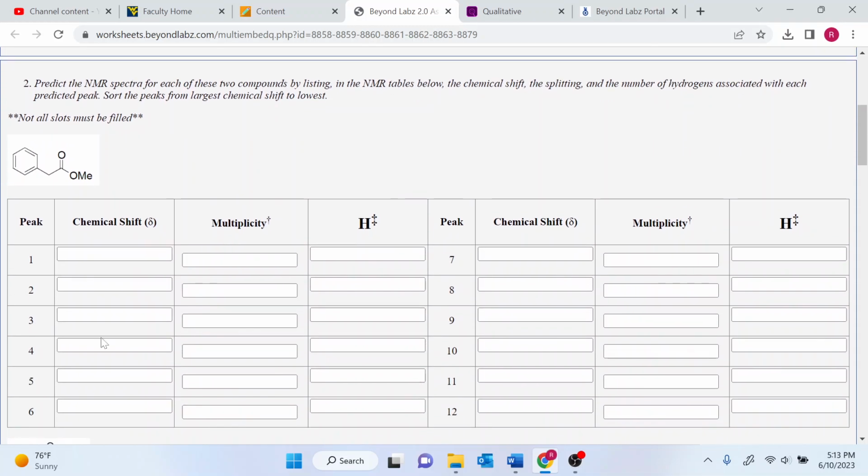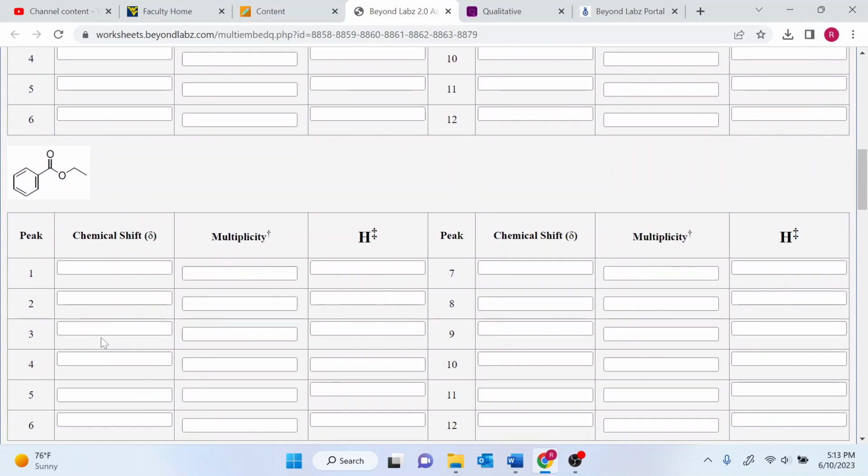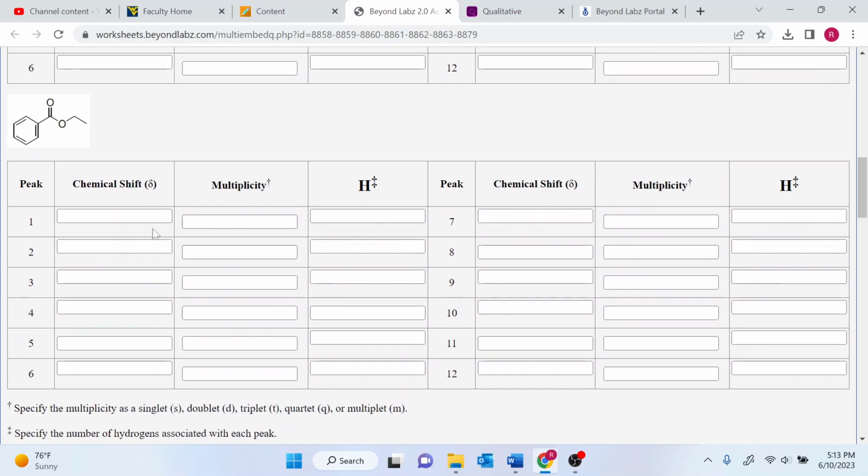So if you look at the ethyl benzoate, you're going to see a table where you're going to write the chemical shifts for each of the different proton signals, the multiplicity, and the integration. This hydrogen with a dagger in there, you're going to specify the number of hydrogens that result for every peak. I'm going to show you how to do this, and this is the integration. It's directly from the proton NMR spectra from Beyond Labs in there.